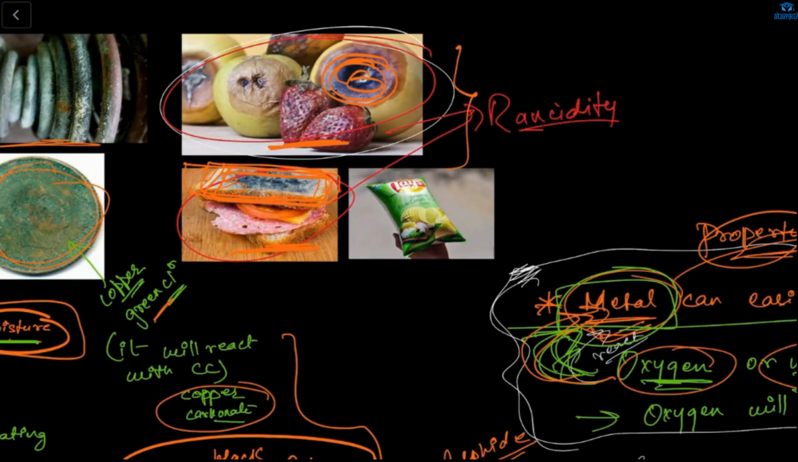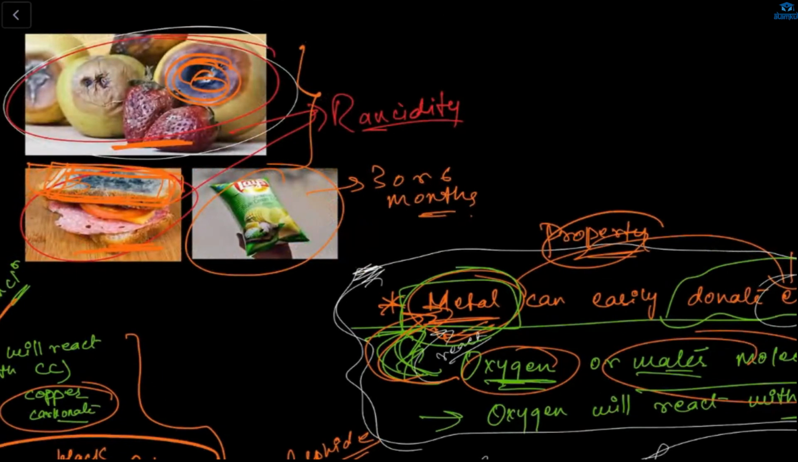That's why on packets like these, they already write the manufacturing and expiry date, best before 3 or 6 months, because after that, what will happen? The rancidity or the microorganism starts eating these chips. Now you've got the idea of rancidity.